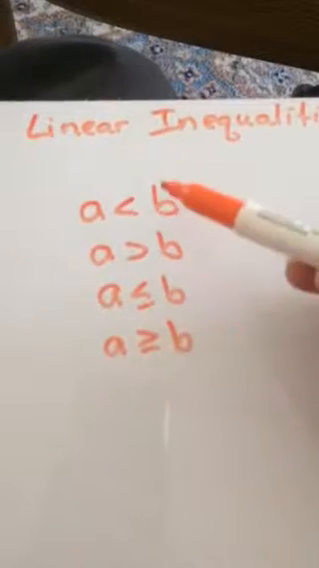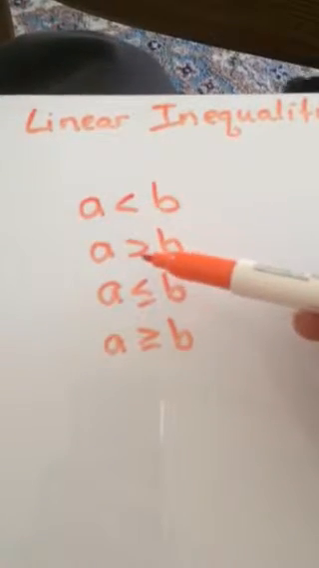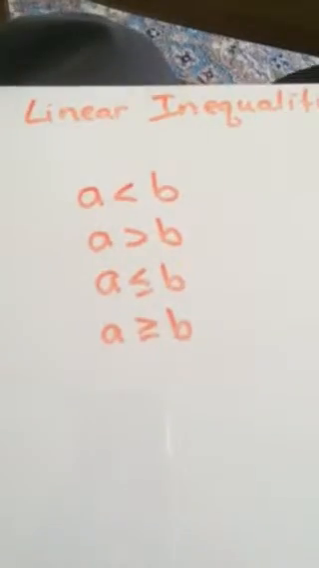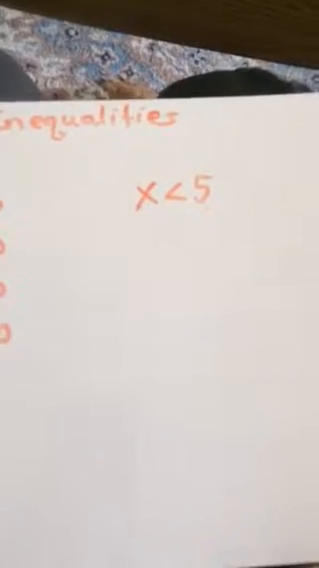Okay, lesson 2.2 is about linear inequalities. These are the inequality symbols: less than, greater than, less than or equal to, or greater than or equal to. So when we are looking at a problem, if we have x is less than 5, we know that x can be any number that is less than 5. 4, 4.5, 4.99, negative 100, any of those are less than 5, so that would be a possible answer in that inequality.